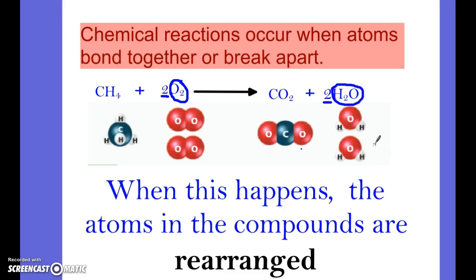Something that's really important to see here is that all of the atoms are still there. Look, I have 1 C and 1 C in the product. I have 1, 2, 3, 4 O's, 1, 2, 3, 4 oxygen atoms, but they're rearranged and attached to different atoms. The hydrogen atoms were attached to the carbon in the reactants, but now the hydrogen atoms are attached to the oxygen atoms in the product. So since these atoms have been rearranged, I know that a chemical reaction has occurred.